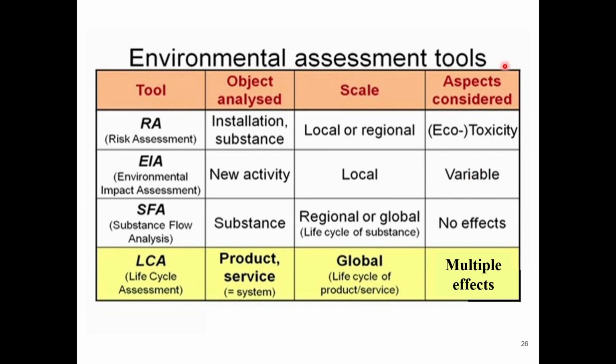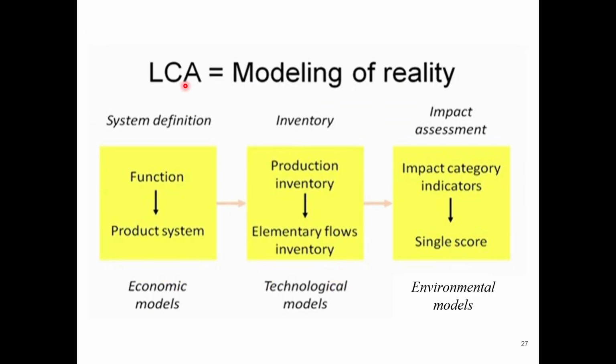Based on that, we can also talk about the aspects considered. RA considers ecotoxicity. The EIA considers variables. The SFA considers no effects. And the LCA focuses on multiple effects, as you have just studied, the various elementary flows. So if you see here, it is about how to model this. LCA is the modeling of reality.